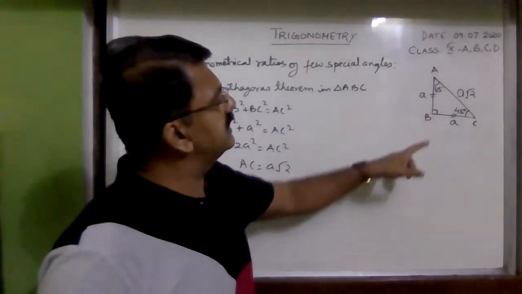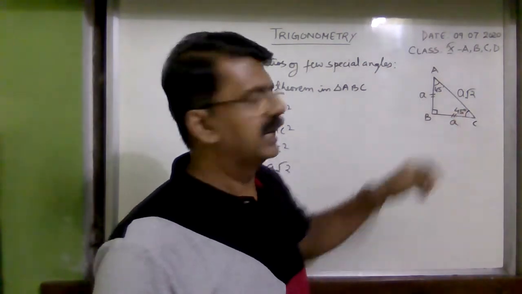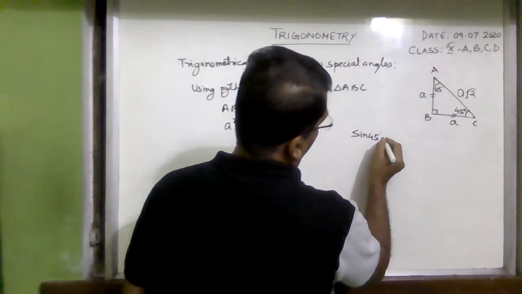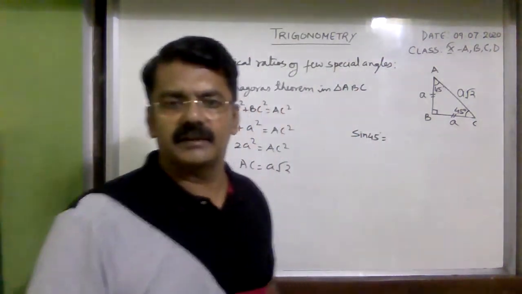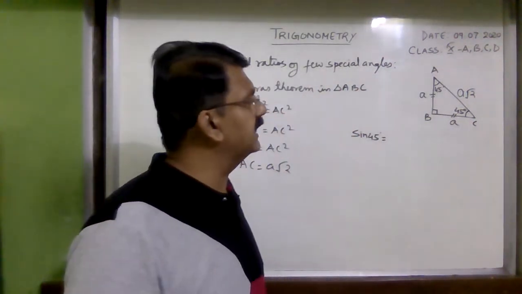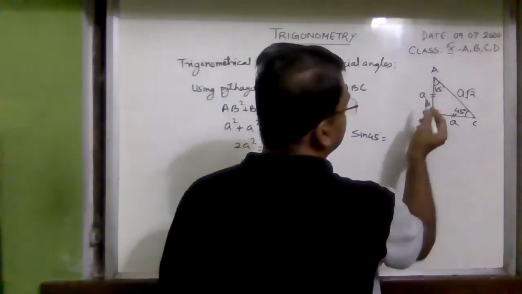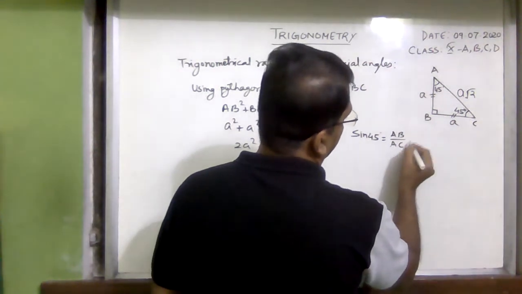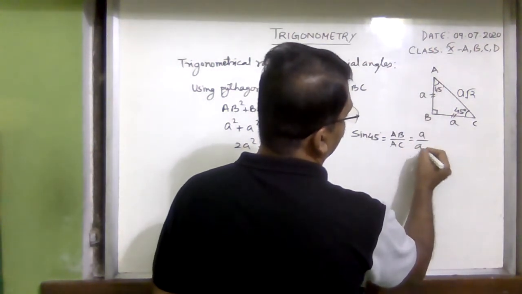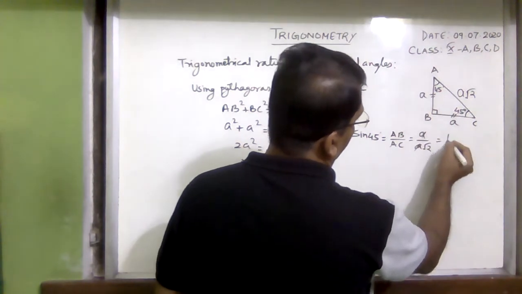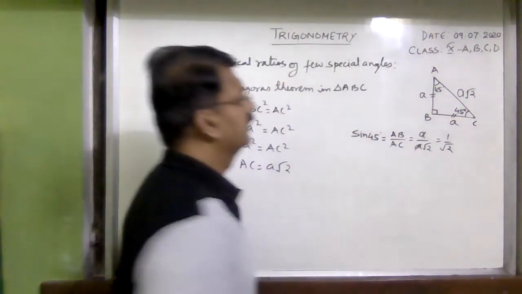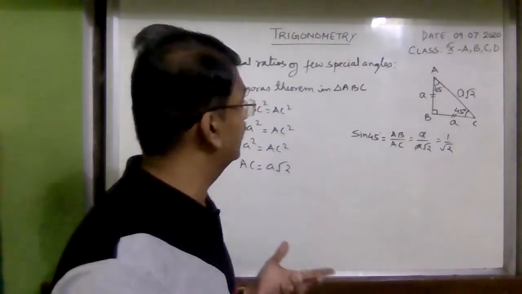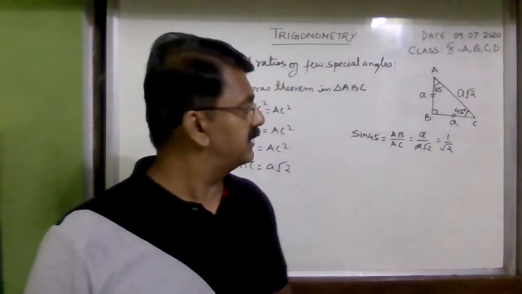Now suppose this angle 45 is the angle of reference, then sine 45. I told you in a right angle triangle, for the angle of reference, sine theta is perpendicular upon hypotenuse, means AB upon AC. Now AB is small a and AC is a root 2. a can be cancelled, so it is 1 upon root 2. So you can see the value of sine 45 is always 1 upon root 2. So 45 is a special angle and sine 45 is 1 upon root 2.